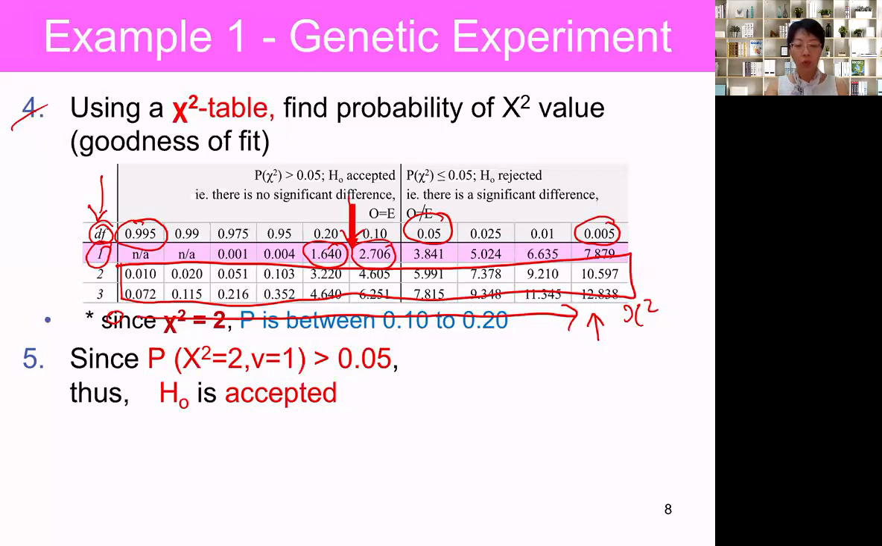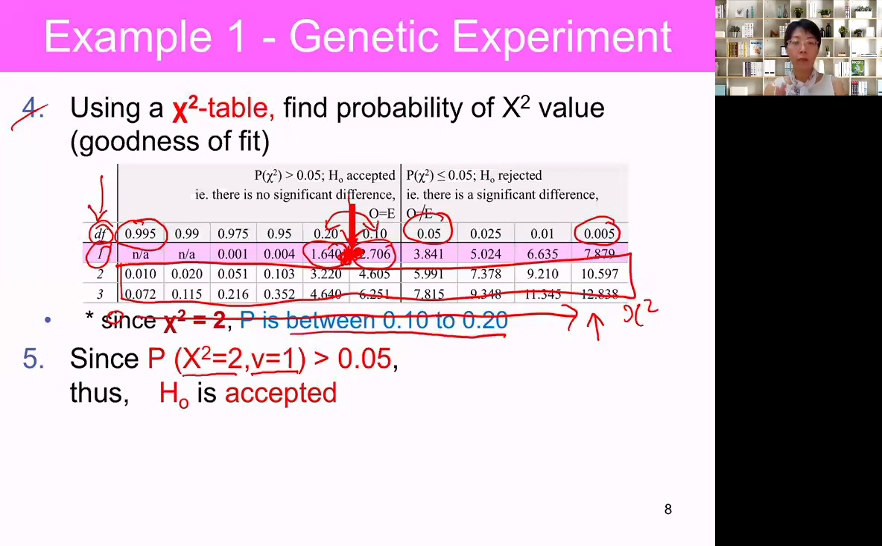Okay, so when a chi-square is located here, then what is the probability of O equals E? It is between these two, right? So since the chi-square value is 2, with degrees of freedom of 1, it is located here, which is between 0.10 to 0.20. So this is the first statement you need to write. The probability that you find out from the table is between 0.10 to 0.20, okay?